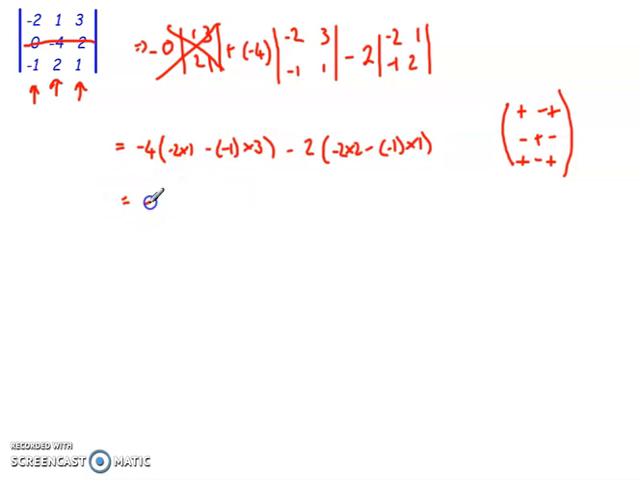So this bit here, I've got -4 times, well, I've got -2 minus -3, so -2 plus 3, which is 1. I've then got take away 2 times, so that's -4 there, minus -1, so it's -3. So that gives me -4 minus -6, so -4 plus 6. So I've got a determinant of 2. So there you go, the determinant of the 3 by 3 matrix is 2.